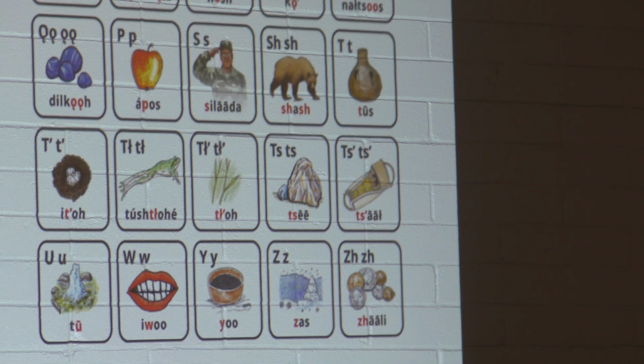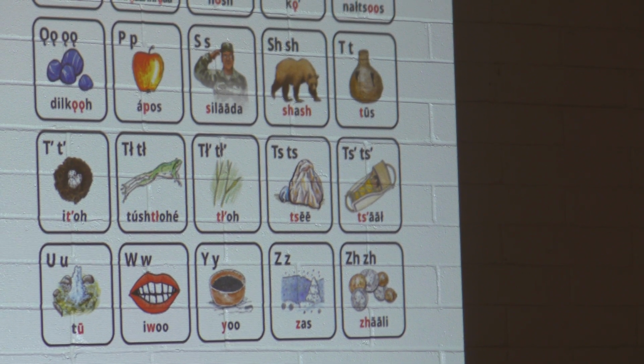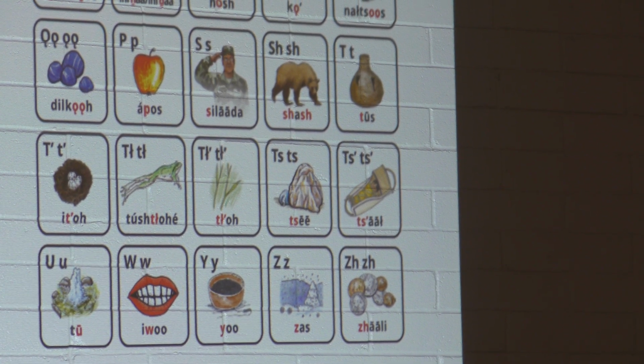For some reason, much more common is the T barred L with an apostrophe. So it's oh, meaning grass or flower. Oh. Yeah, it's not that hard to pronounce. Then you have the word for rock, sad, that's the TS. And then you have the word for cradle board, the TS with an apostrophe.